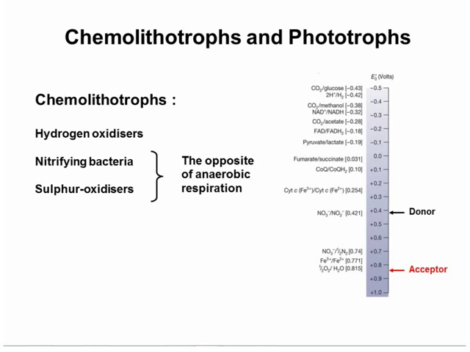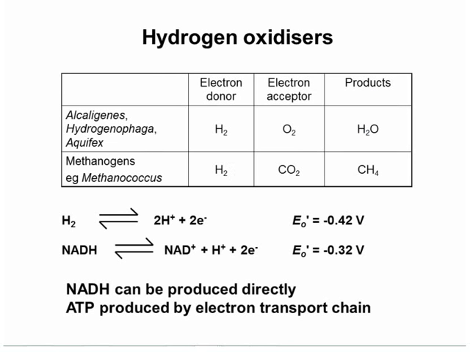So, in order for this to work, bacteria need some kind of reduced inorganic chemical. And they're going to base their metabolism on electron transfer from an inorganic donor to an inorganic acceptor. And we're going to look at how hydrogen oxidizers, nitrifying bacteria, and sulfur oxidizers get their metabolic energy.